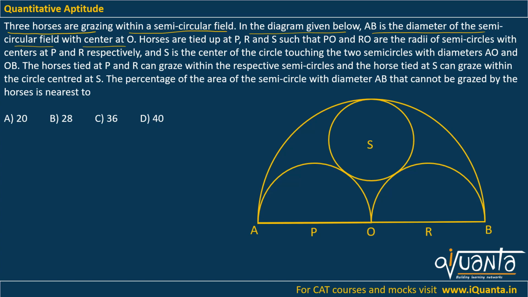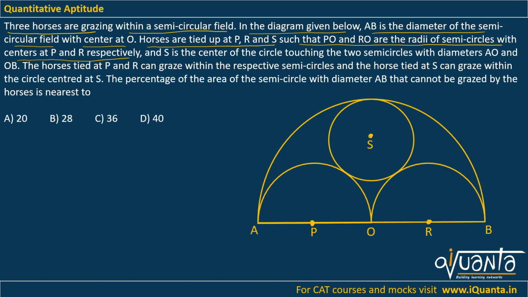We have been given that AB is the diameter of the semicircular field with center O, so O is the center of this semicircular field. Horses are tied up at P, R, S such that PO and RO are the radii of semicircles with center at P and R respectively. So one horse is tied at P, one at R, one at S. P, R, S are the centers of these circles, okay?